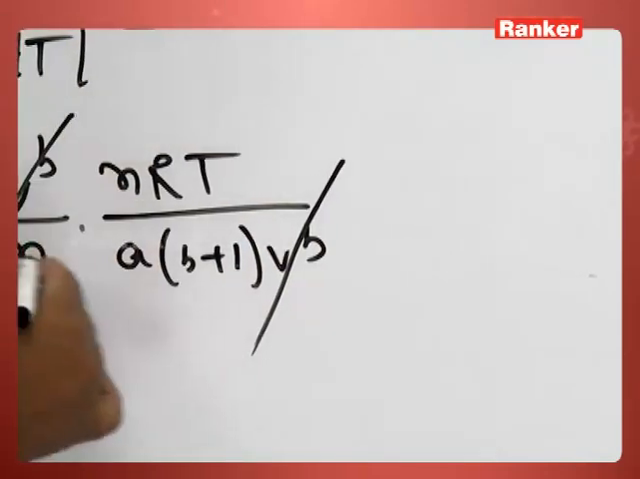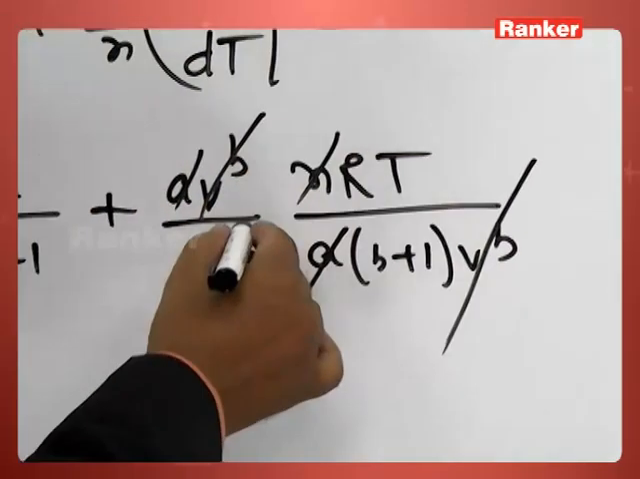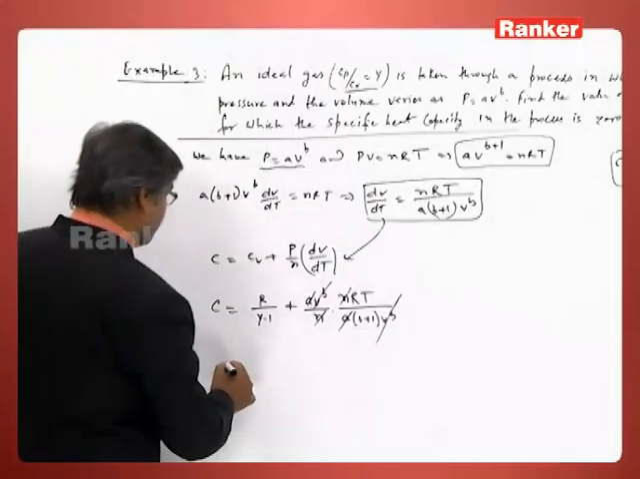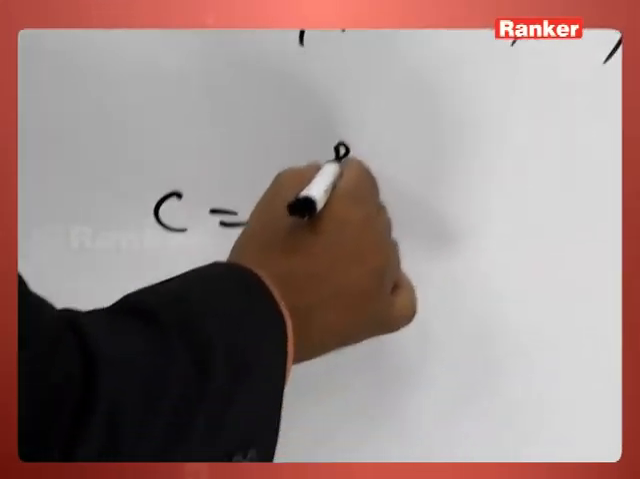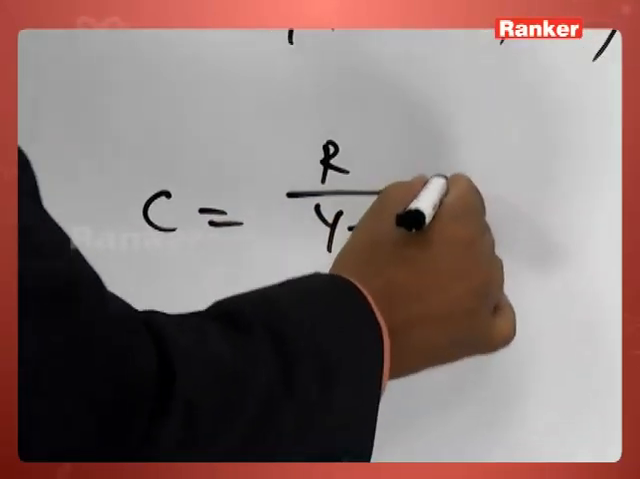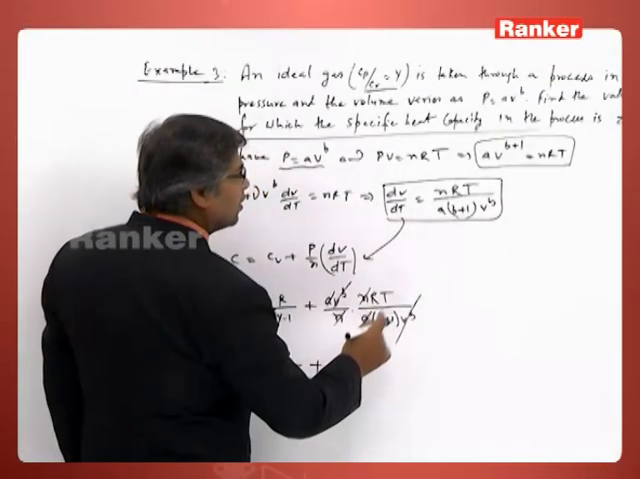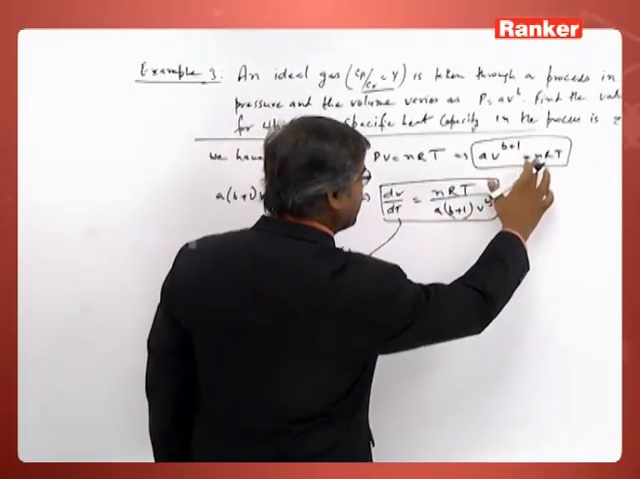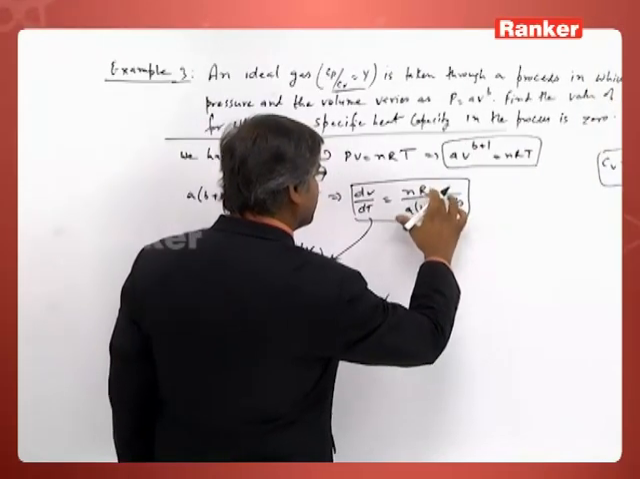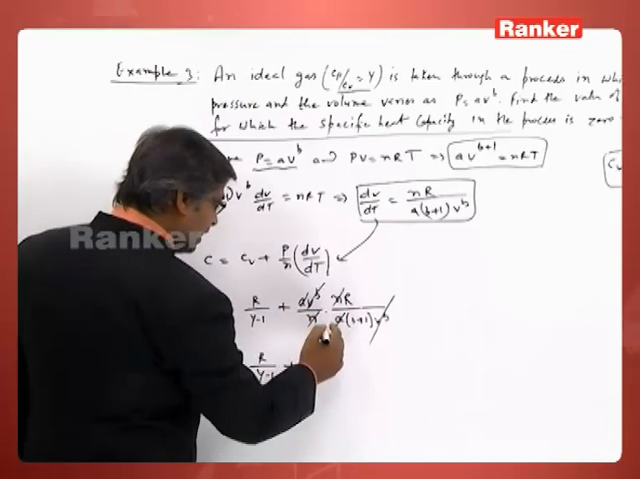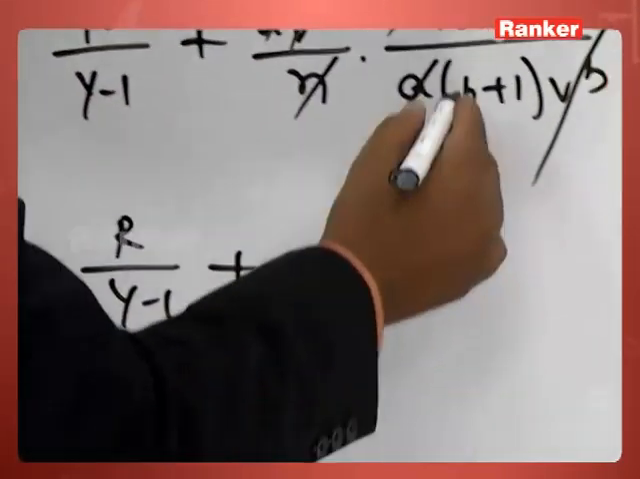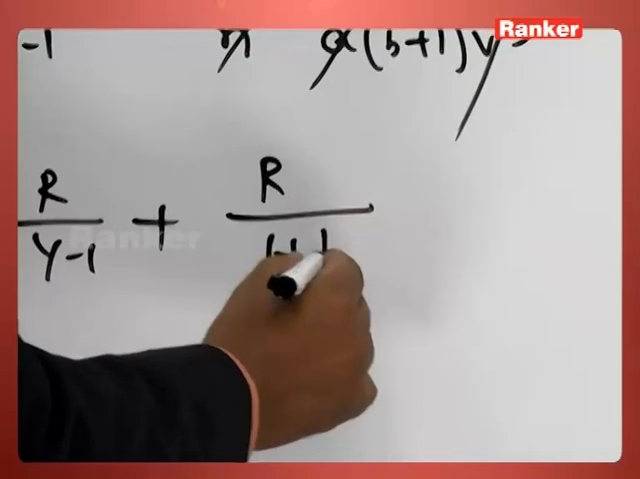So this cancels out, this also cancels out, n cancels out. So we have R by gamma minus 1 plus, if I differentiate it here, T won't be there. So simply I will get R by 1 plus B.